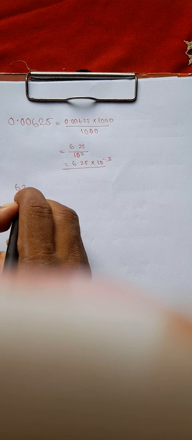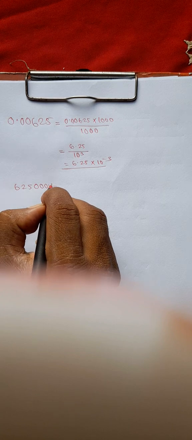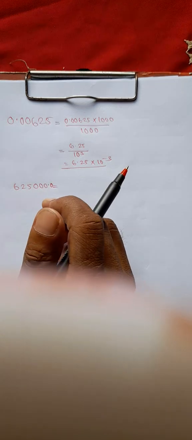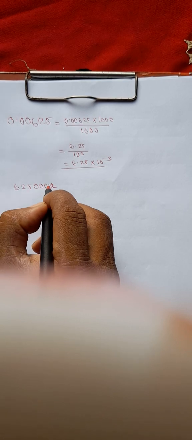Take another example, 625000. Suppose. Now this number has no decimal digit, so we can put a decimal here and write a 0 here. Now we have to convert this into a standard form, that means a number between 1 and 10 including 1, multiplied by a power of 10. Now we have to shift the decimal to the left side by how many digits? 1, 2, 3, 4, 5.